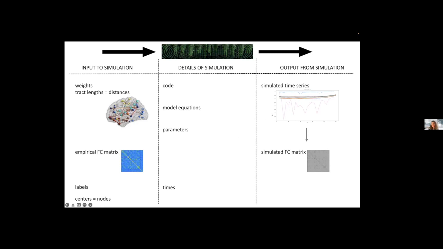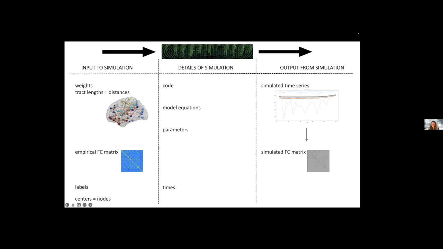And then to be fully reproducible, you also want your user to be able to see the output from your simulation, to see and plot all the simulated time series for all the different parameters. And then also maybe in this case, you have a simulated functional connectivity matrix that is based on your time series.